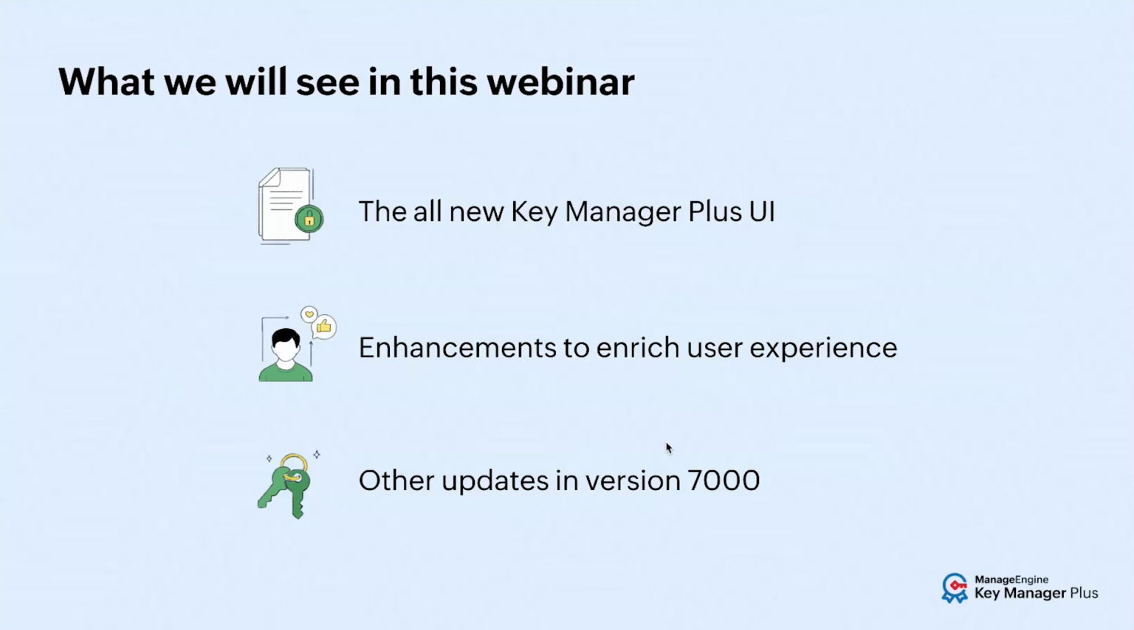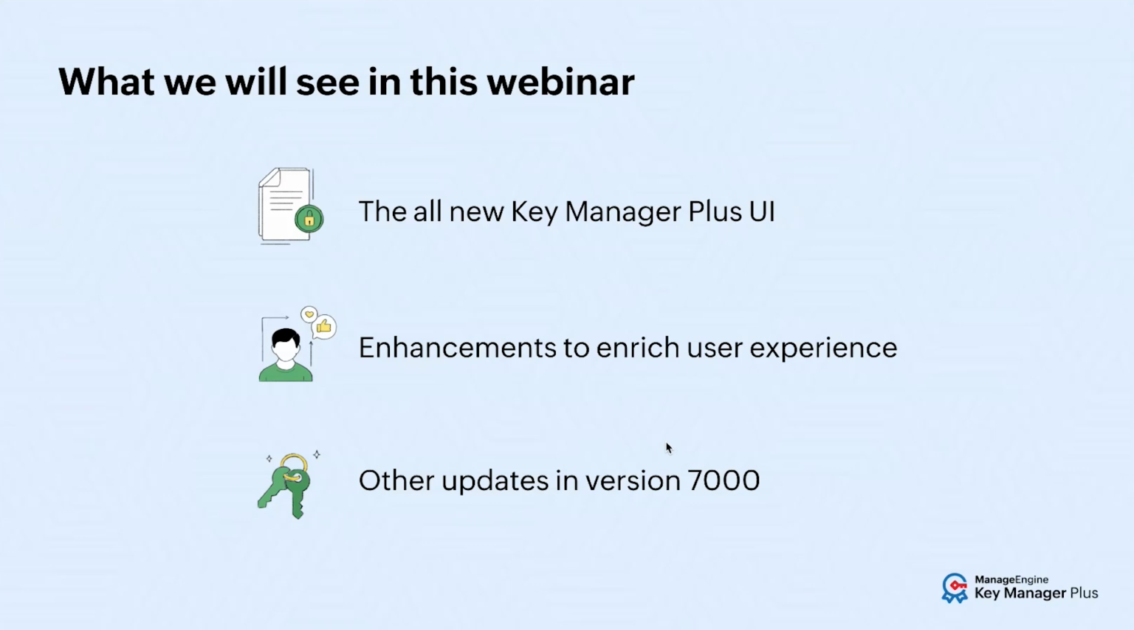Without further ado, let's see what this session is all about first, right? We'll look at three major things. Obviously, the all-new Key Manager Plus UI, like I touched upon. We'll also look at minor tweaks we've made, quality of life improvements to enrich user experience throughout the product. And we'll also look at other updates in version 7000, including updates to existing capabilities.